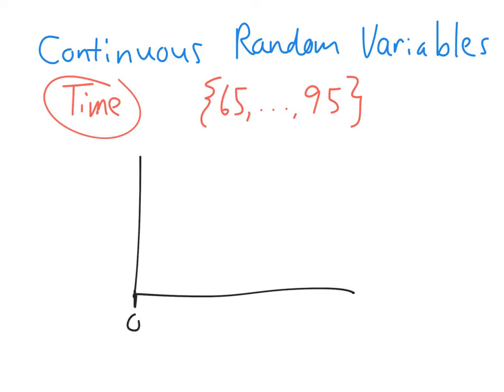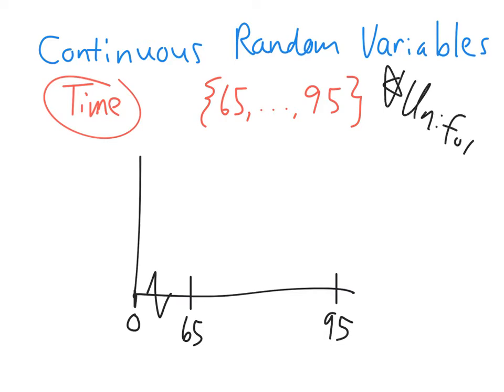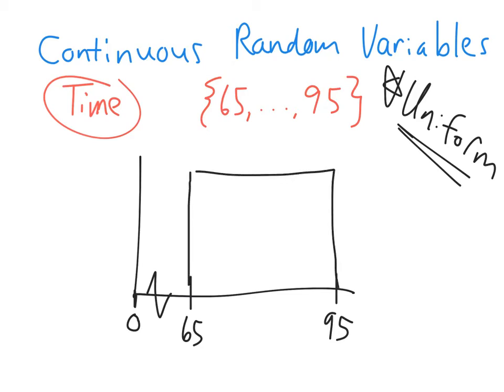So we would have 0 minutes here. We'll have a break in our scale. The lowest time to complete was 65 minutes. The greatest time to complete was 95 minutes. And let's say that it's a uniform distribution where all outcomes were equally likely. In other words, each student completed the test at a different time. So therefore, we would have a visual of a horizontal line.